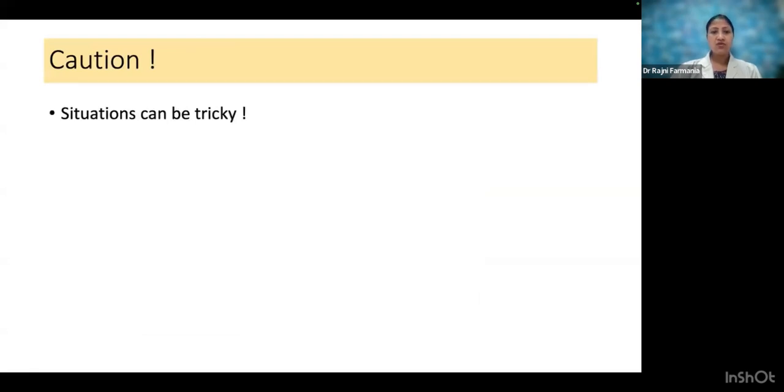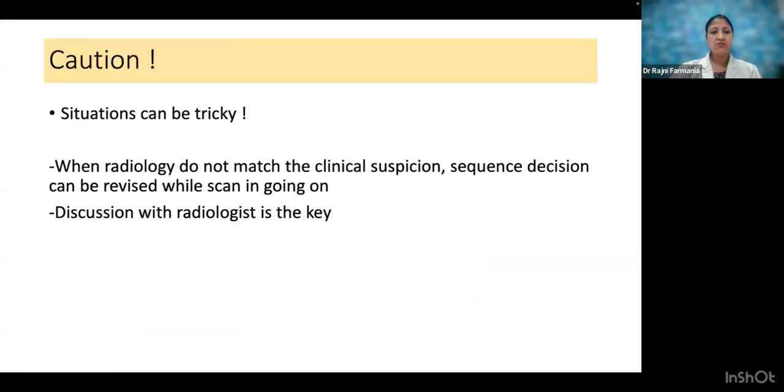So here there is a caution. Situations can be tricky. It is not just as simple as we discussed in the table. When the radiology does not match the clinical suspicion, you suspected something else and the imaging came out to be something else, sometimes the appropriate sequence was not taken. In that case, you should discuss with the radiologist and decide whether we did the right job, or whether we need some other scans to delineate the finding. So discussion in a team with the radiology is an important role.